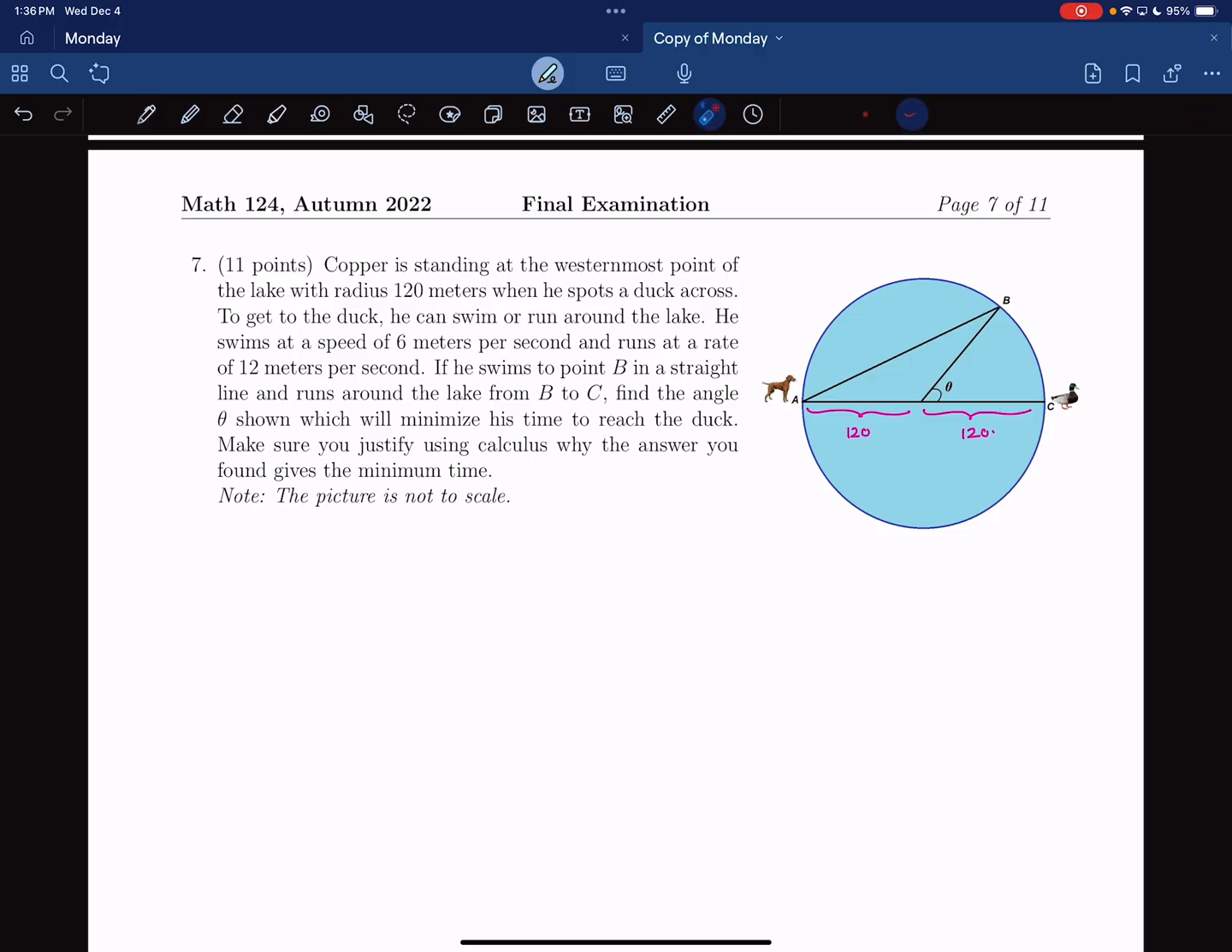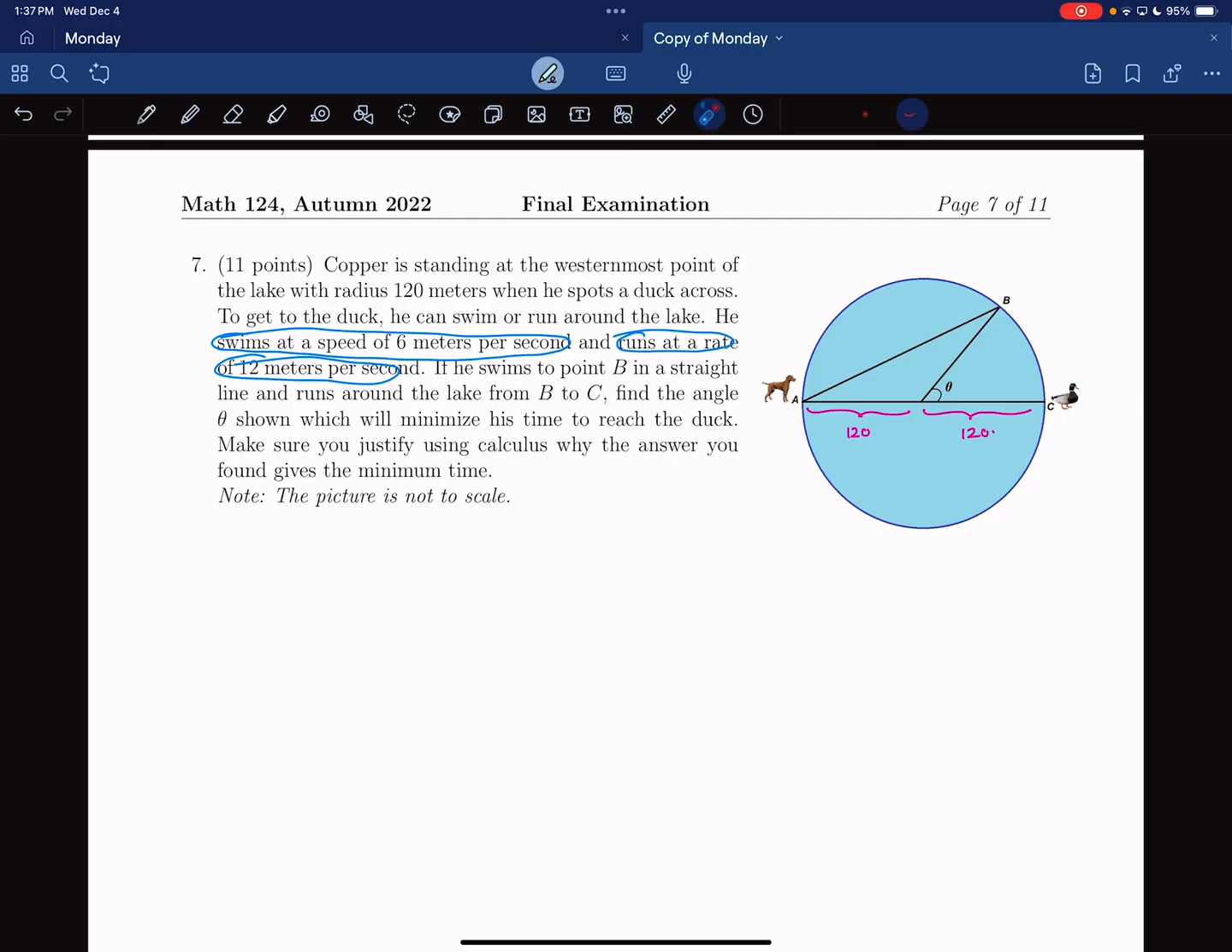That's the first part. Now, to get to the duck, there's the duck. He can swim or run around the lake. Okay, so he swims at a speed of 6 meters per second. That's important information. So what I do is I just circle it. Swim at a speed of 6 meters per second and runs at a rate of 12 meters per second. That's important information. I'm also going to circle that.